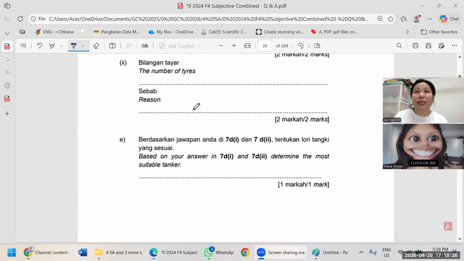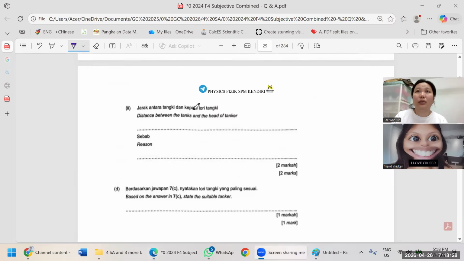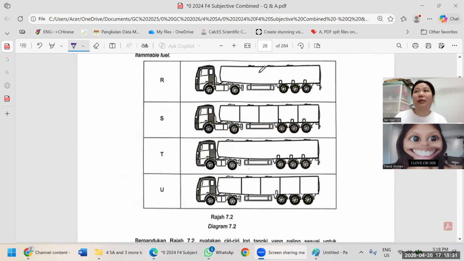Okay, let's see the 10-mark question. Got 10 marks. This one is very good. Why this? Why not this but this?